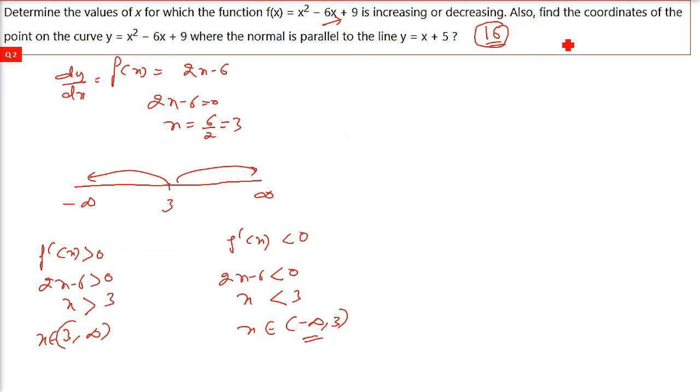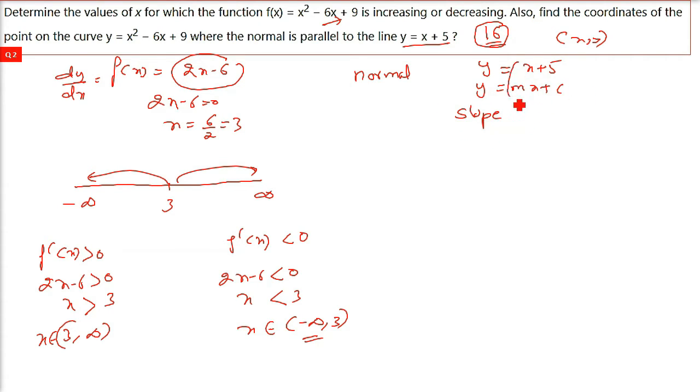Now coming to finding the coordinates. We are interested in x and y. We already found the slope: 2x minus 6 is the slope of the tangent. What is the slope of the normal? Minus 1 divided by dy by dx, where dy by dx is the slope of the tangent. So we have the normal parallel to the line y equals x plus 5. Comparing with y equals mx plus c, we get slope m equals 1. So slope m is equal to 1.